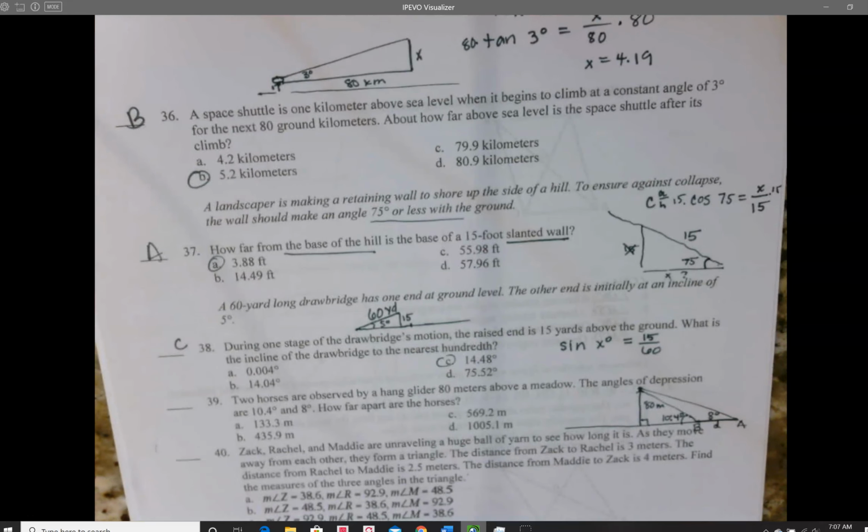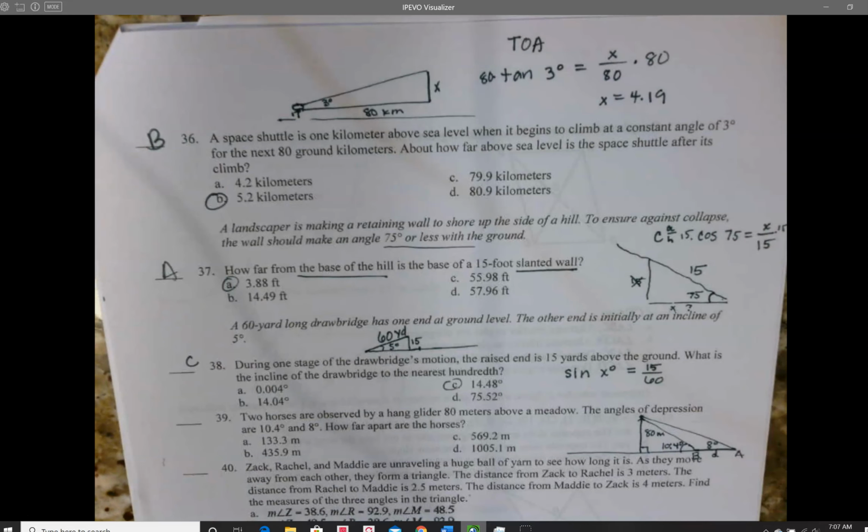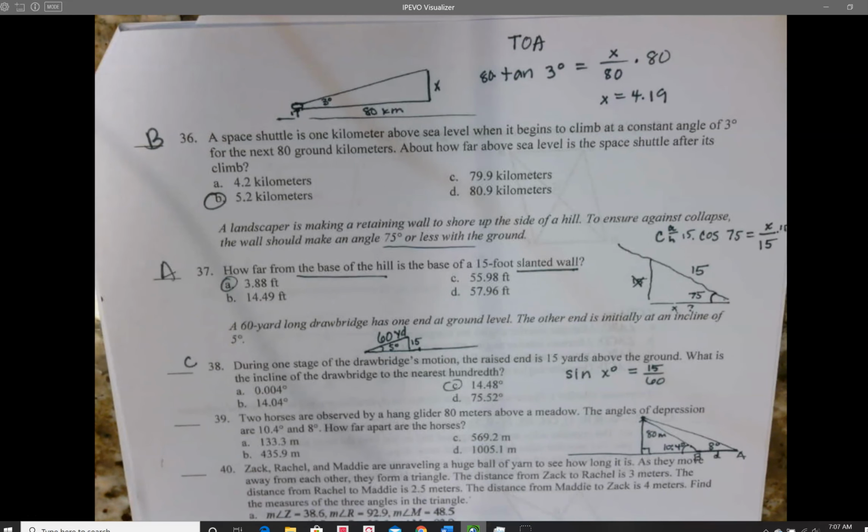All right, so I was making my video starting with problem number 36 and something went wrong and my video got erased. So here is all of my work for 36, 37, and 38. I'll just go quickly through. The key with all of these problems is to draw a good picture.